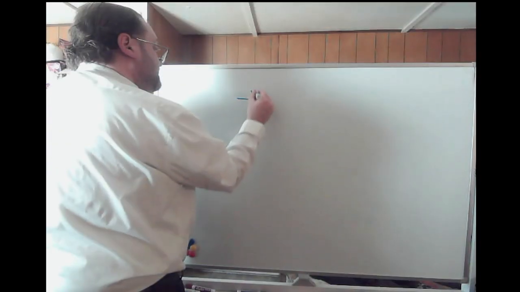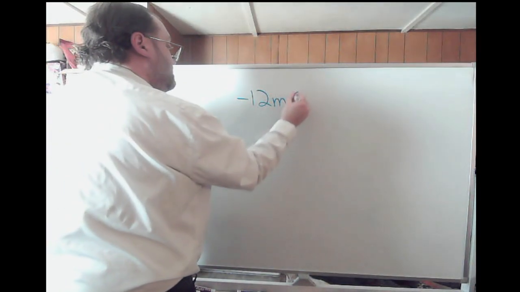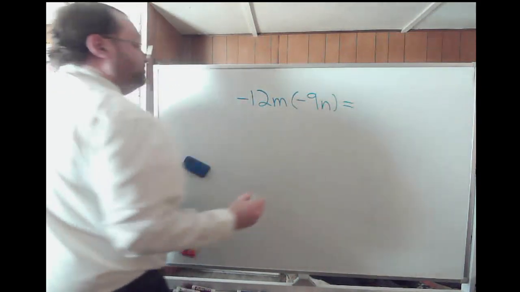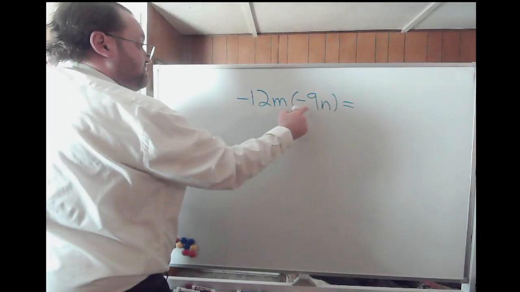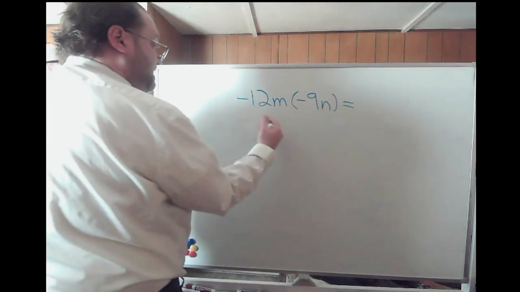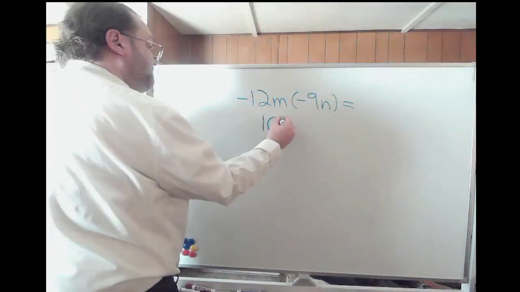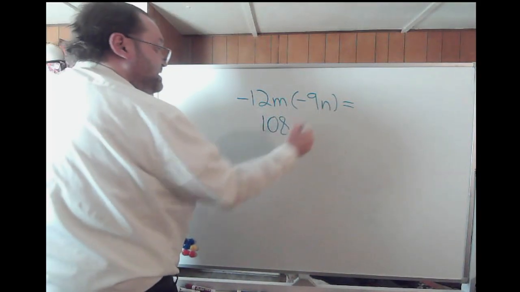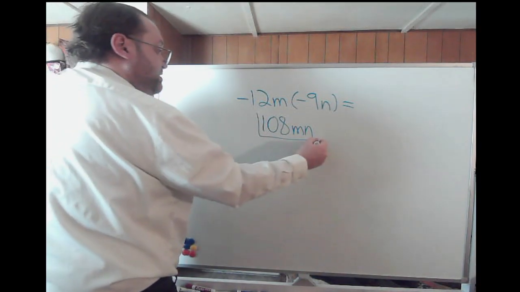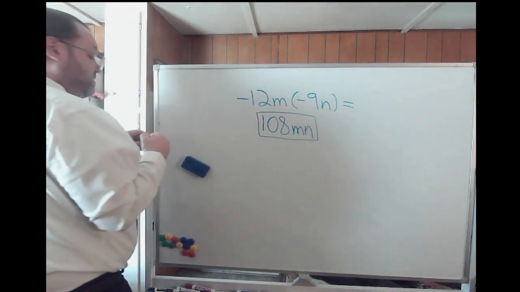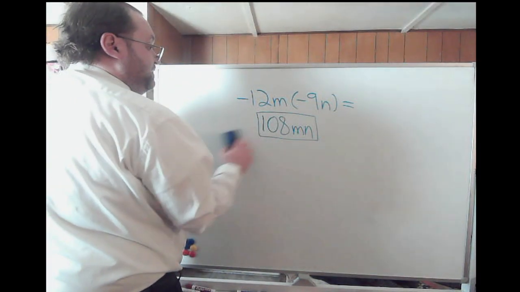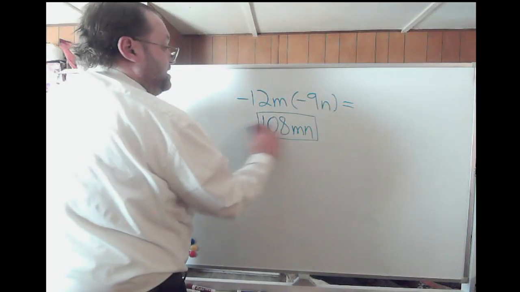Alright, negative 12m times negative 9n. Well, you got a negative times a negative, which means it'll be positive. So now we can just do 12 times 9. Well, that's 108. Then you have times n, so that'd be mn. You'd have 108mn. That would be your answer, 108mn, since you're multiplying m times n.